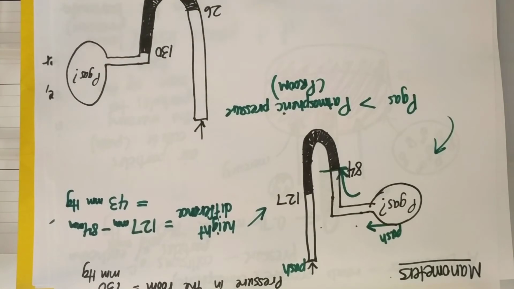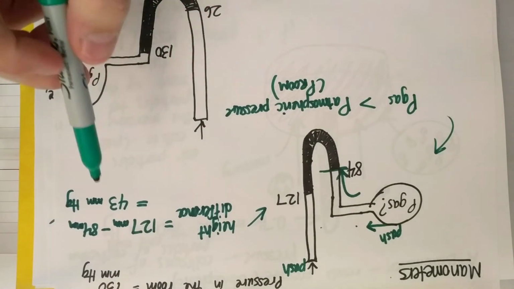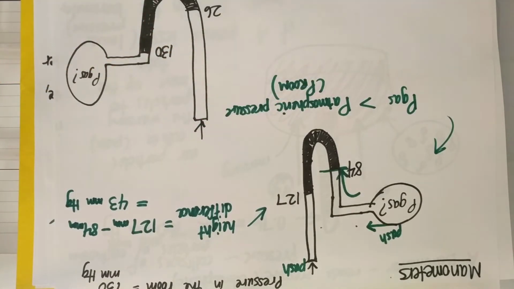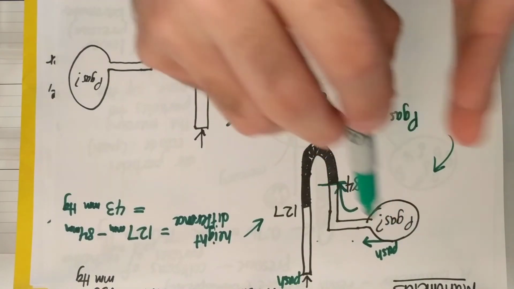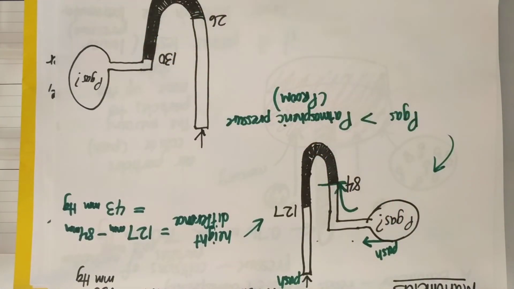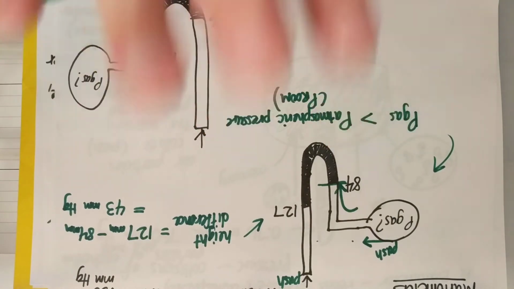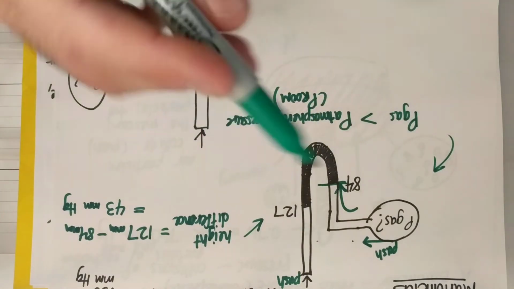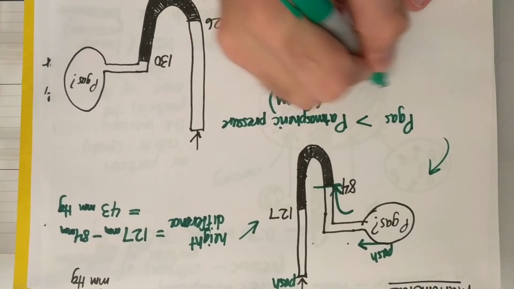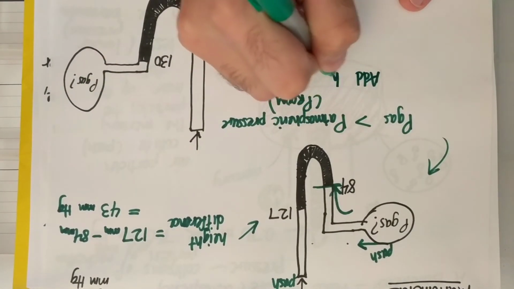And now the way that you do this is I figure out whether I add this difference or I subtract this difference to atmospheric pressure. Well, if I know that the pressure of my gas is pushing more against it, that means it's pushing against the atmosphere a little bit more than atmospheric pressure. So in this instance, I have to add the height difference.